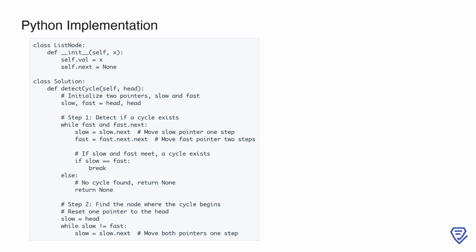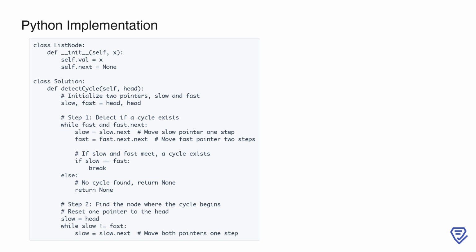To implement the solution for detecting the start of a cycle in a linked list, we first define a basic structure for a linked list node using the ListNode class. This includes an initializer method to set the value of the node and a reference to the next node, which starts as None. Next, we define the detectCycle method within the Solution class.